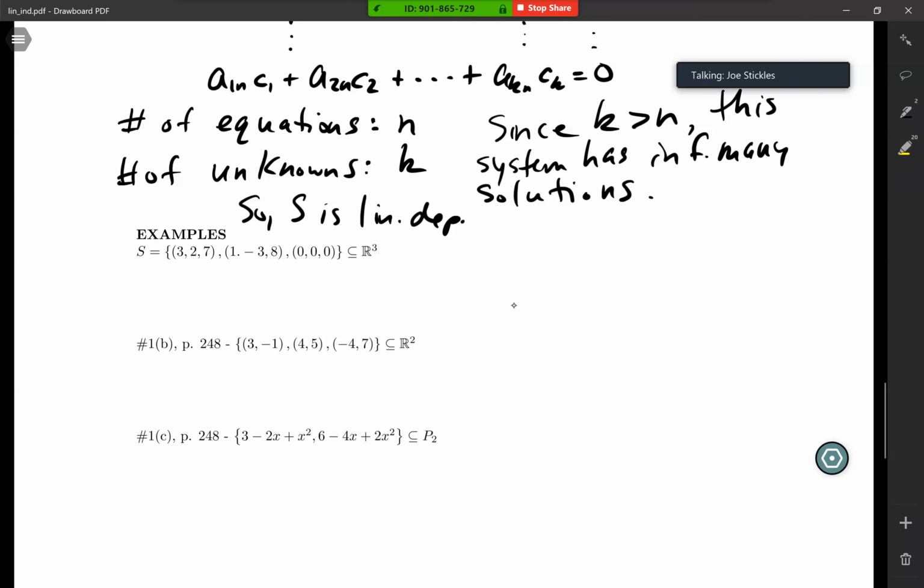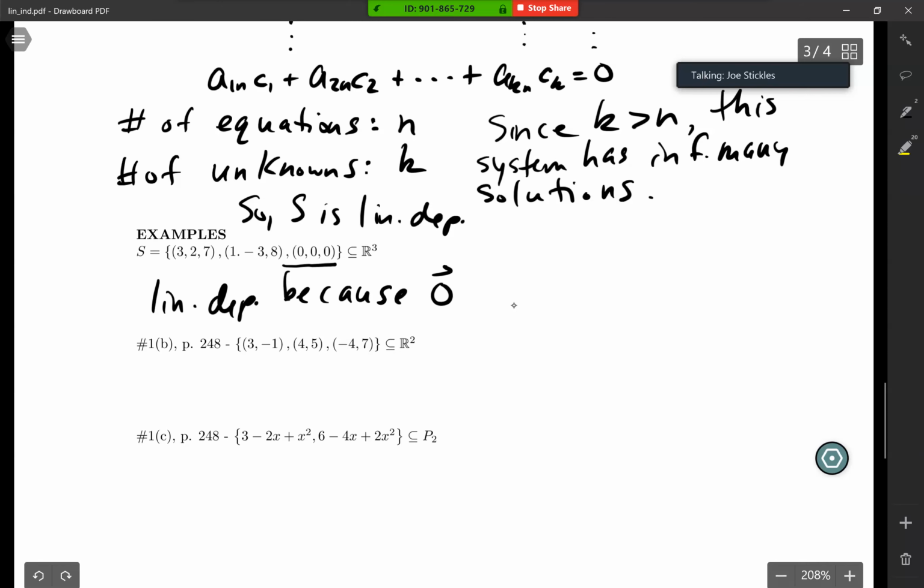Dependent. Because? There's just a whole thing of zeros. Good, right. So this one's linearly dependent because we've got the zero vector in S, right? 0, 0, 0 is the zero vector in R3. So that one's linearly dependent because the zero vector is in there. Remember, if the zero vector is in the set, it's automatically linearly dependent.